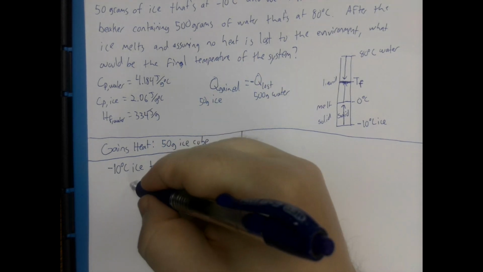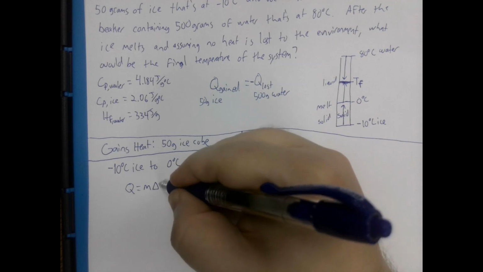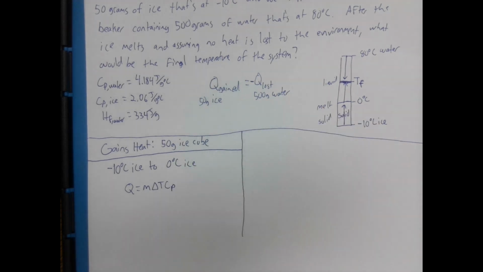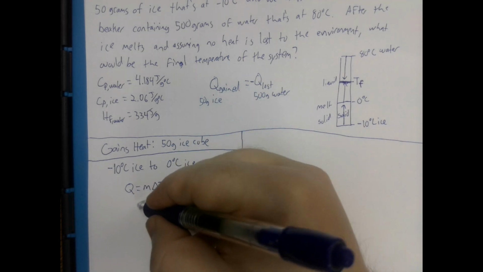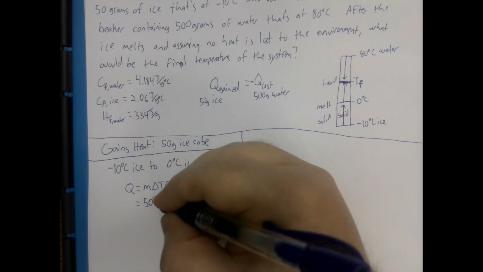The equation for this would be the one that deals with change in temperature. Heat is equal to mass times change in temperature times specific heat. So that would be 50 grams.